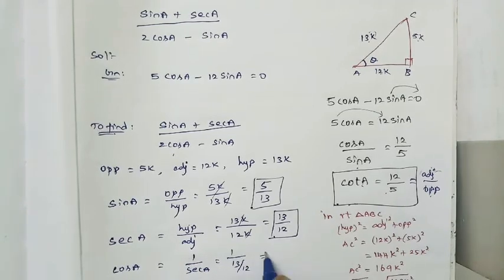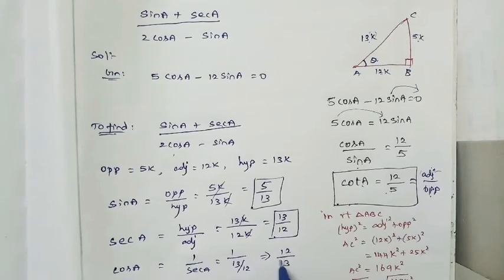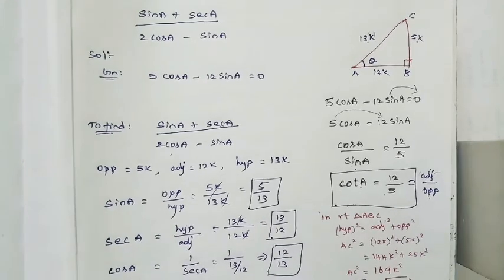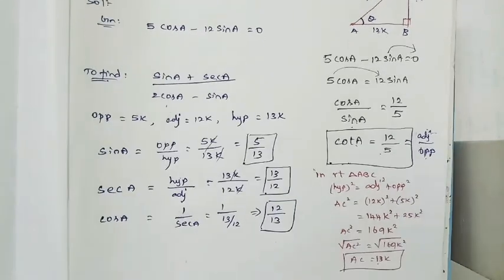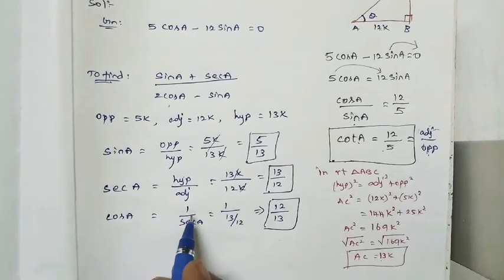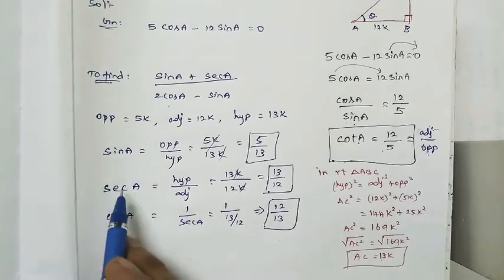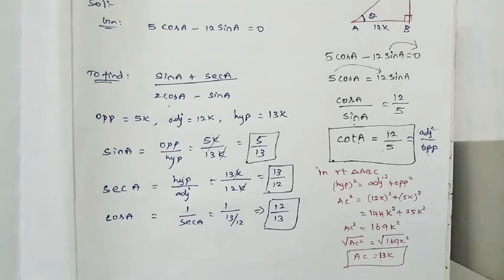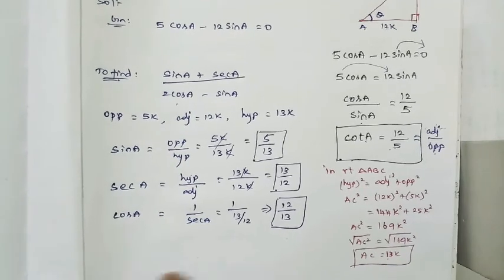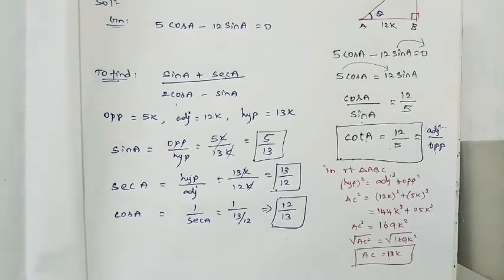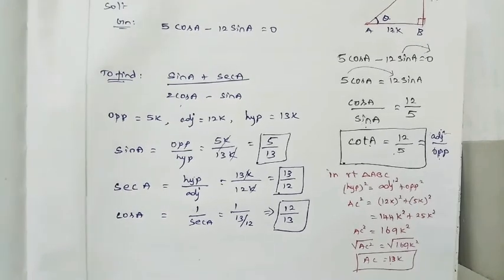Taking it to the numerator will become 12 by 13, right? Otherwise you can use the formula, no problem. We know that cos A is equal to 1 by sec A, the reciprocal. Already we know the value of sec A, that's why I am finding it directly. Whatever your wish, if you feel this method is easy, you can go with that method.